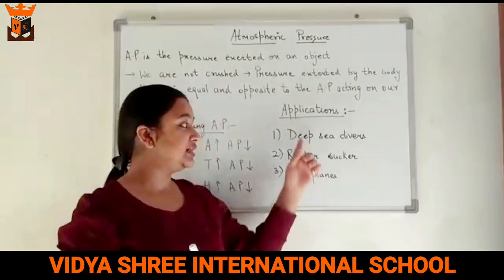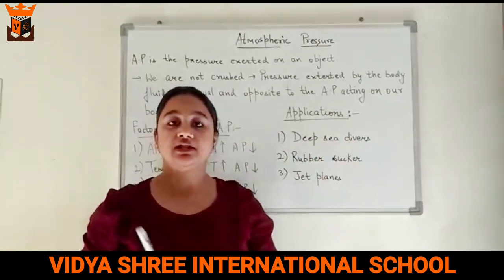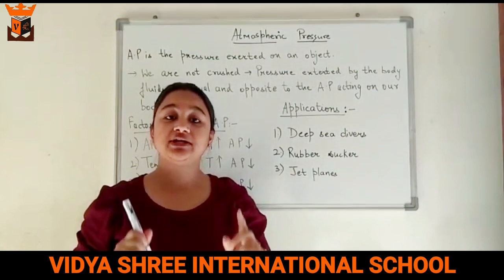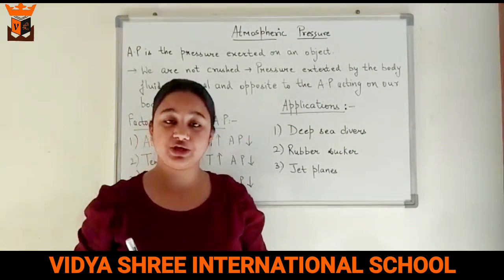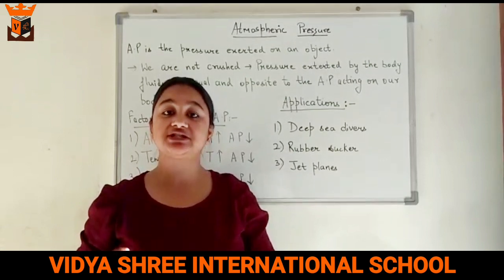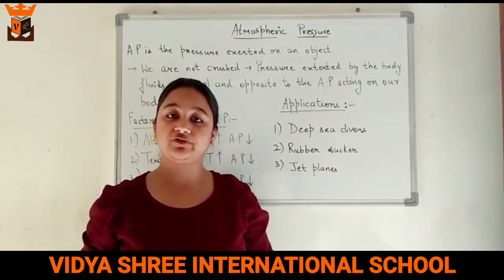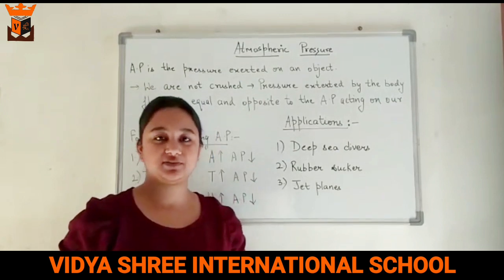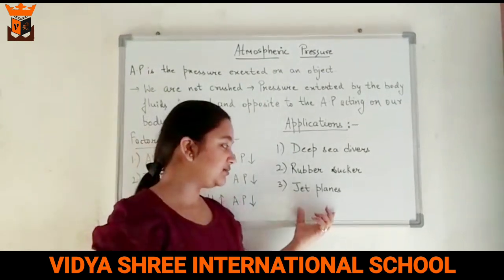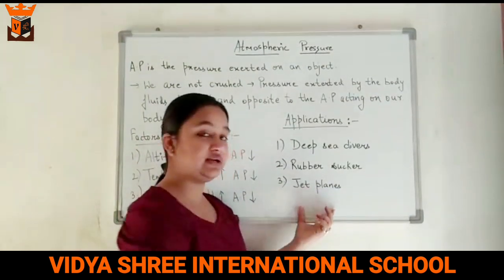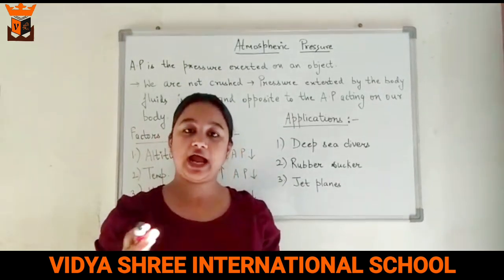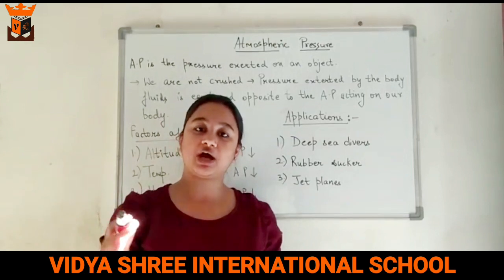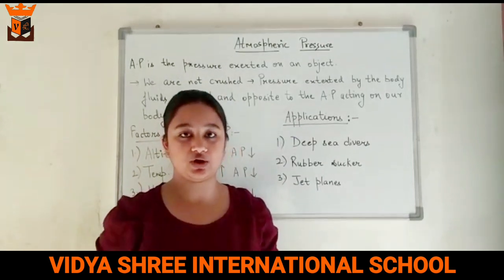The first one is the deep sea divers. Deep sea divers have to wear special types of suits to avoid being crushed under the pressure, because the pressure is maximum at the bottom of the sea. Second is the rubber sucker. When you place a rubber sucker on the wall and press it, the air between the rubber sucker and the wall is removed, and the atmospheric pressure from the outside presses the rubber sucker to the wall.